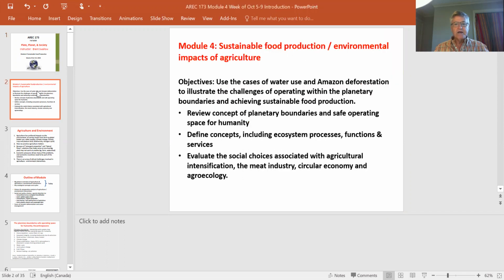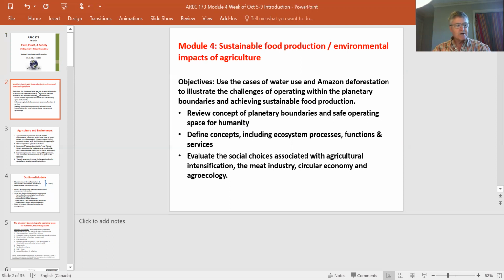Now, here's just a slide to remind us about the objectives that are listed in the syllabus for this Module 4 on sustainable food production and environmental impacts of agriculture. So for us to think about environmentally sustainable production, we have to think about how we can minimize negative environmental impacts, and how we can maximize the contribution that agriculture might make to key elements of the environment.